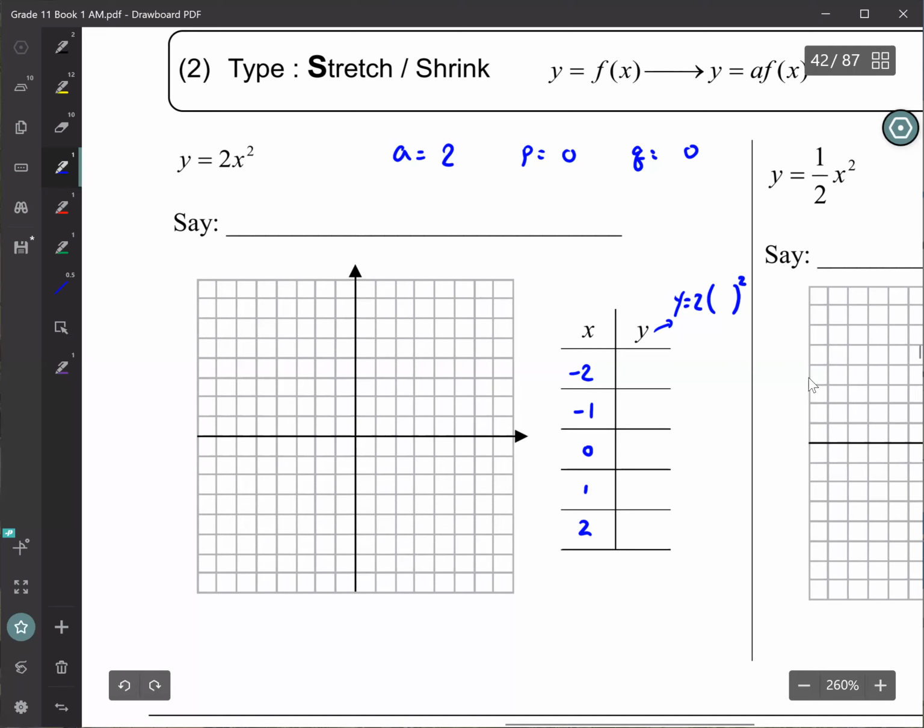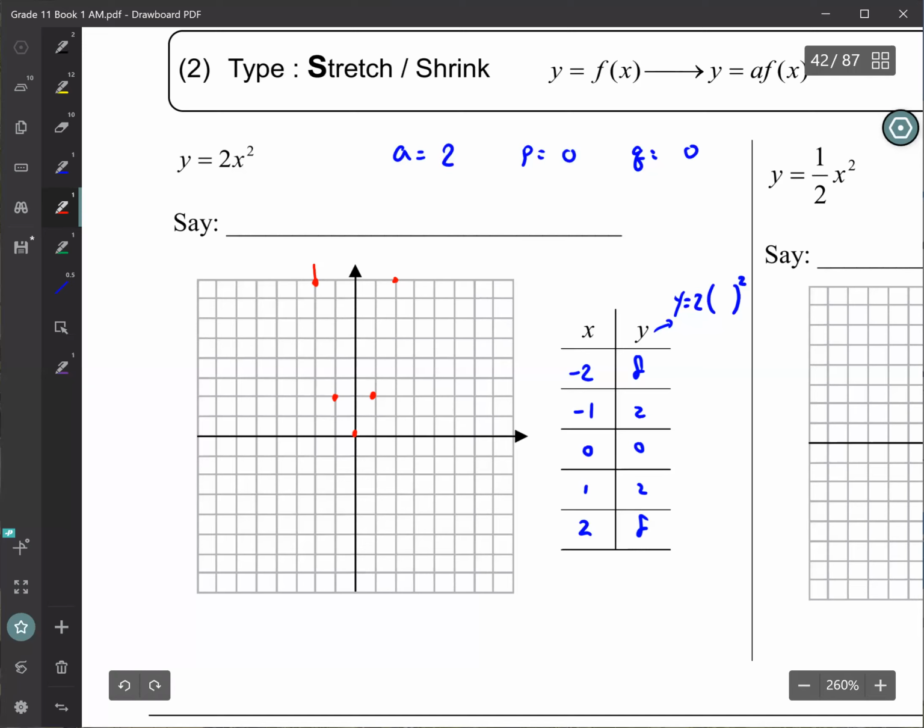Okay, let's check the table of values first. Aaron, can you tell us your y values? 8, 2, 0, 2, 8. Okay, all right, and then let me plot that. Colin, do you have any questions? Did you finish the graph yet? I forgot to raise my hand. Okay, so -2, 8, -1, 2, 0, 0, 1, 2, 2, 8.